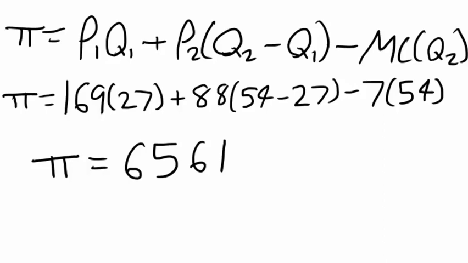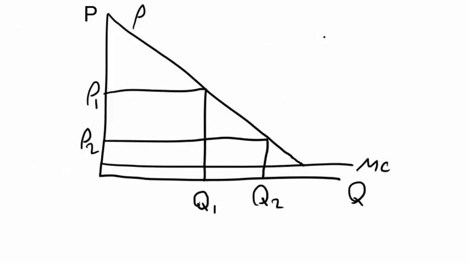So, for whatever county this electric company is in, they would charge $169 or $88 depending on the consumer and how much electricity they consume. And they have around 54 customers that fall into the quantity block 2 and 27 customers that fall into block 1. And so after all is said and done, they make a profit of $6,561.